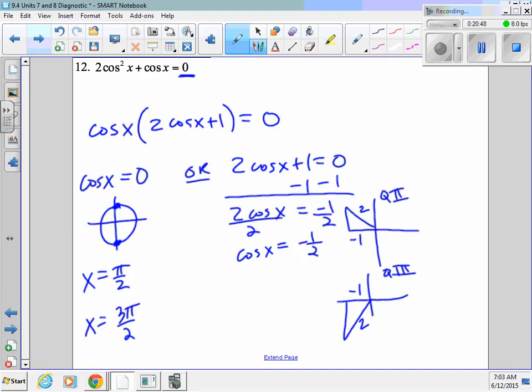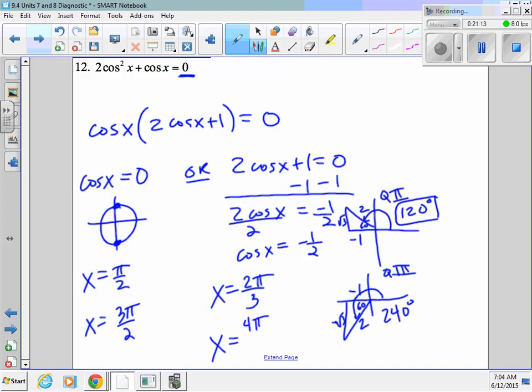Well, that's going to have a reference angle. That's going to make this other guy radical 3 or negative radical 3. And that's going to produce a reference angle of 60. In other words, my solution would be 120 or 180 plus 60, which is 240. In radians, 120 is 2 pi over 3. I'm going to let you guys convert that. And in radians, 240 is 4 pi over 3.